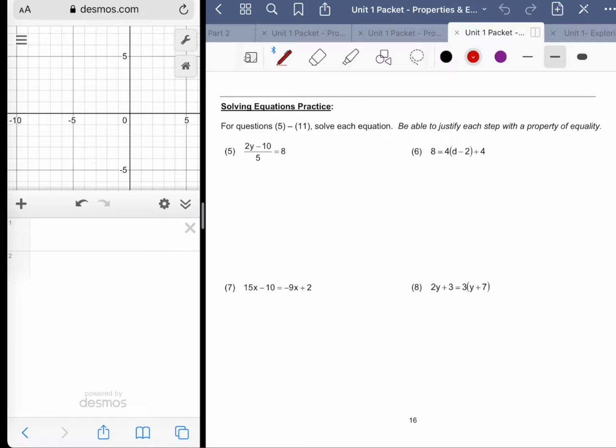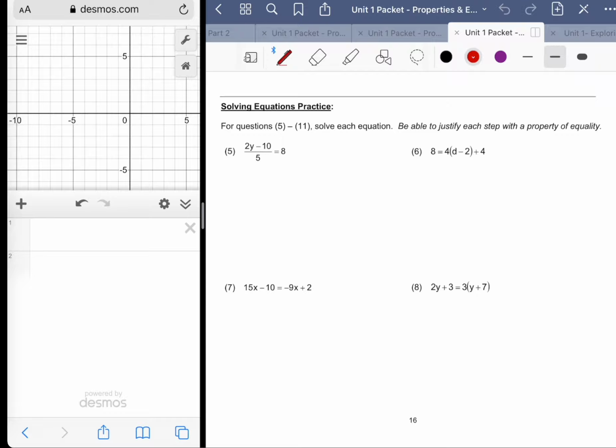They're really not too difficult in terms of actually solving, because it's saying solve each equation. That part is fine. The second part where it says be able to justify each step with a property of equality, that's where we would run into a little bit of trouble. But if I tell you that a property of equality is really just anything that you can do to both sides of the equation that's legitimate, then that should help a little bit.